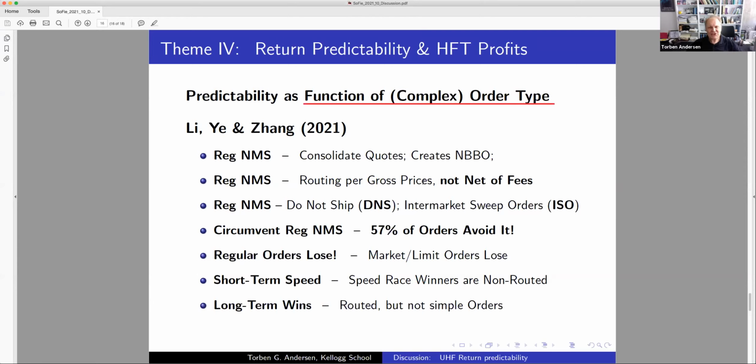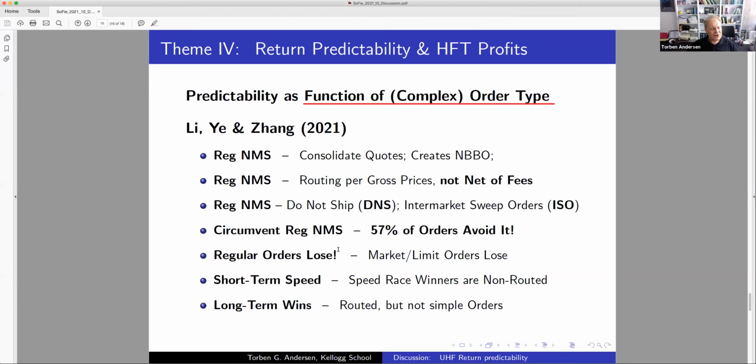So there are these orders that come with do not ship. They simply cancel if you are told to route. So you can actually do that legally. And there are these intermarket sweep orders that also deal with the complications. The important thing is that 57% of orders do avoid this. So the NBBO is not really hitting 57% of the orders that we see.